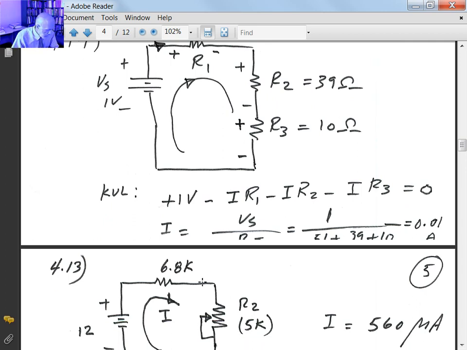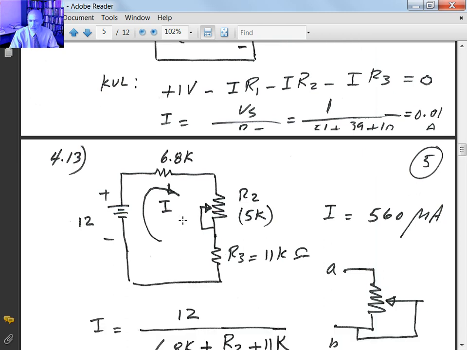Problem number 13. It says determine the potentiometer setting needed to set the current in figure 4-39C to 560 microamps. So first, since you have the voltage, and you require 560 microamps, you can calculate the total resistance. And then from there, just like problem 4-5, if you have a total resistance, then you can determine the pot setting or the value of R2.